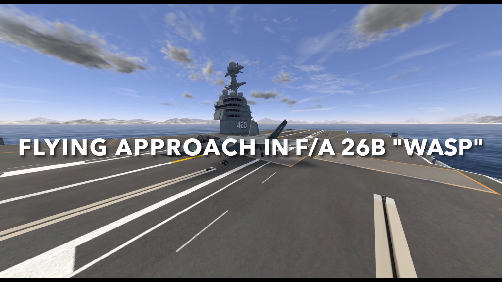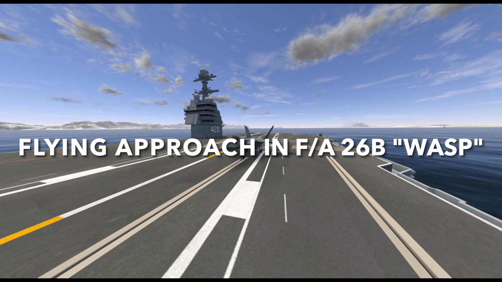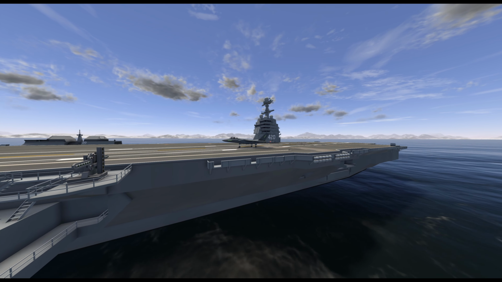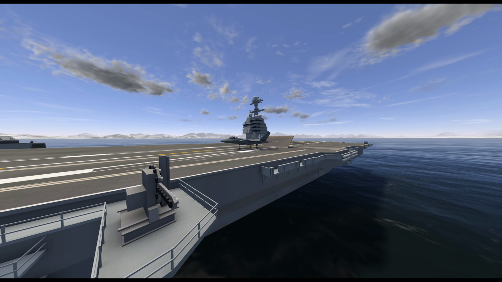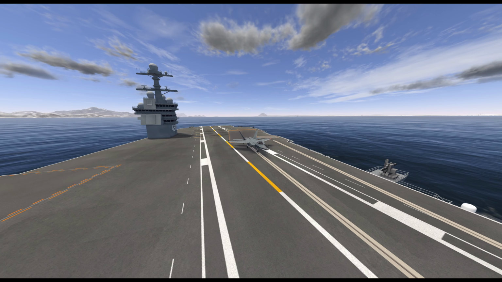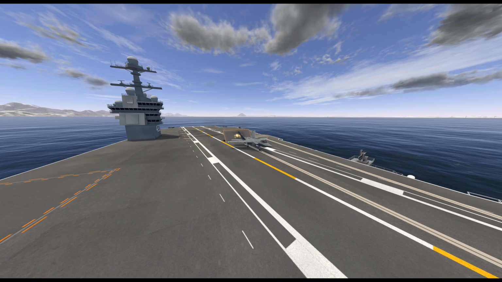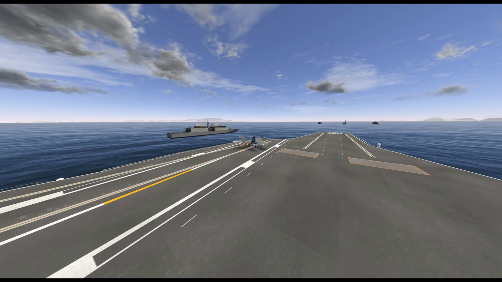Okay, let's do a takeoff in the FA-26B, nicknamed Wasp. Take off from the carrier, and we'll come around and do a landing and approach and do a detailed analysis based on what we're seeing in real time.